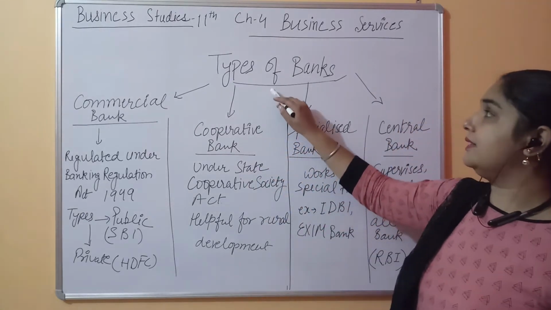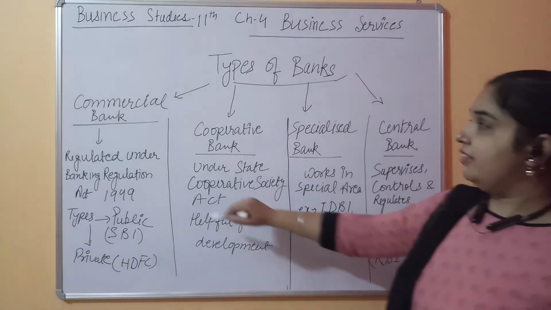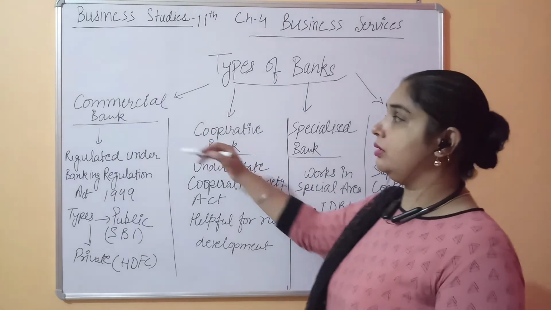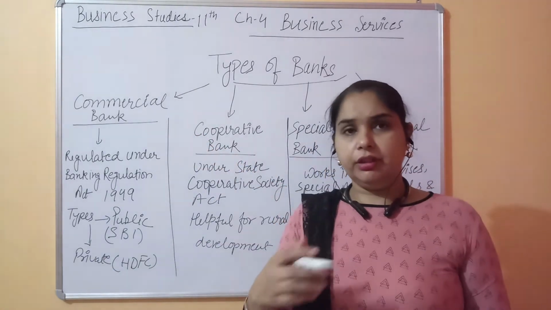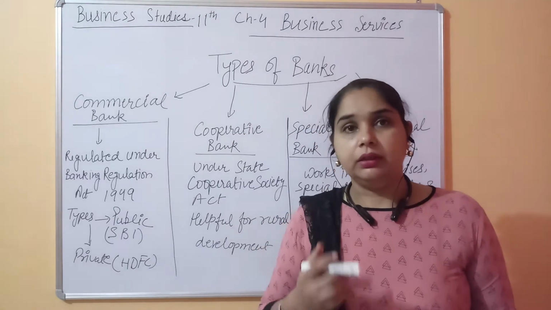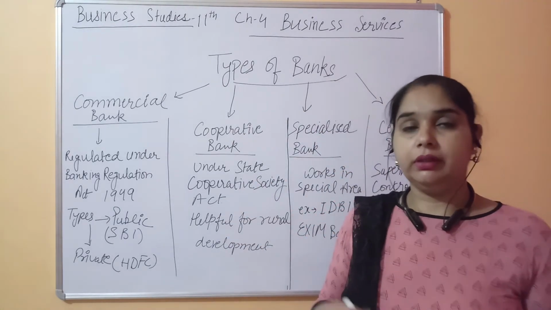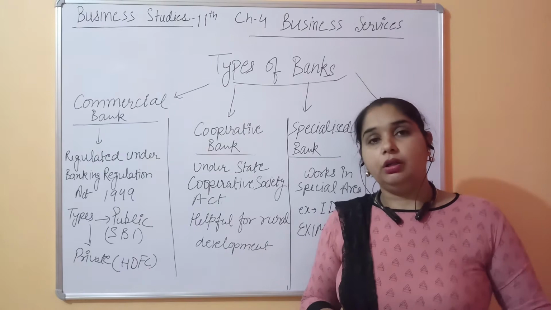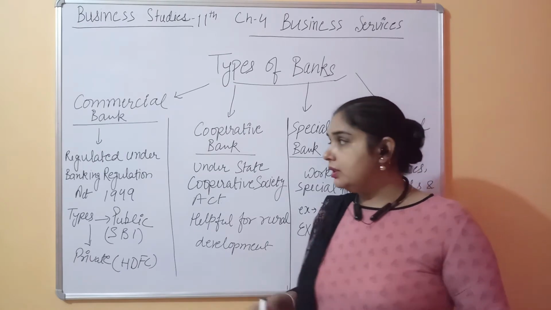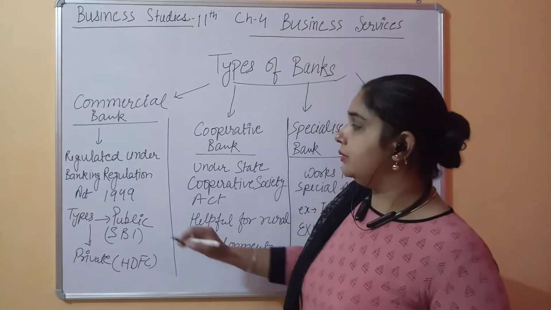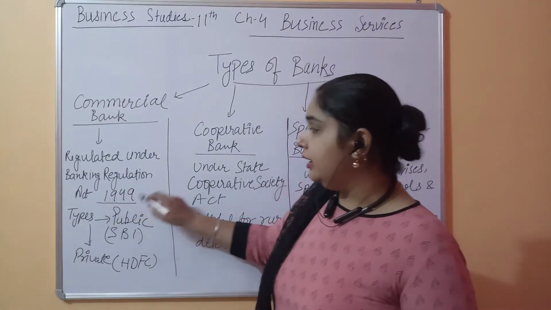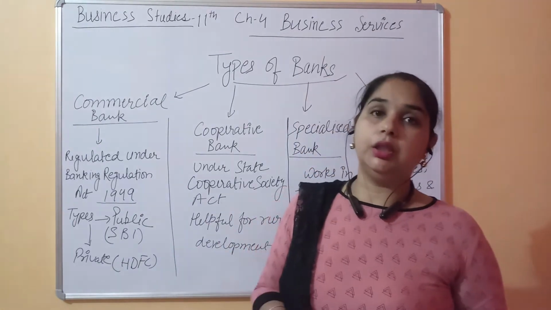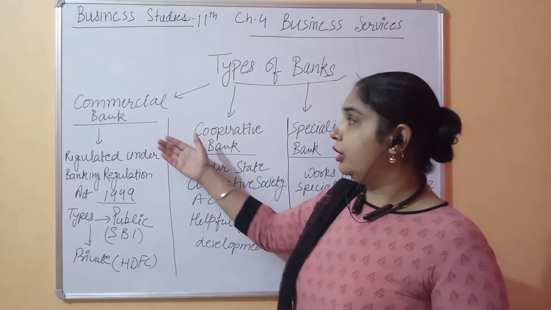Moving to the next topic, types of banks. Basically we have four types: commercial banks, cooperative banks, specialized banks, and the central bank. First let's discuss the commercial bank. The general bank where we are dealing, where we go to deposit our money or for any other work, is known as a commercial bank.